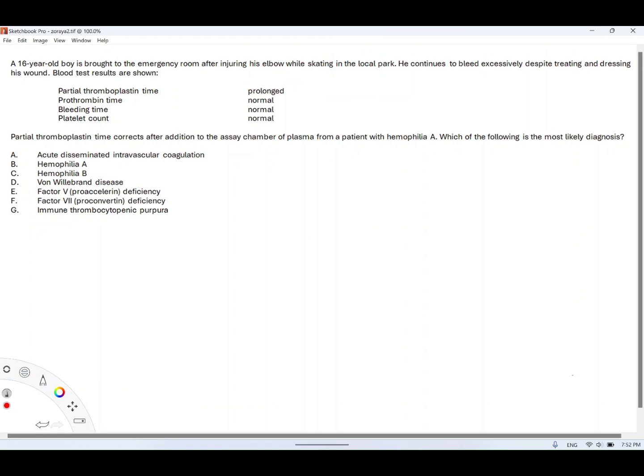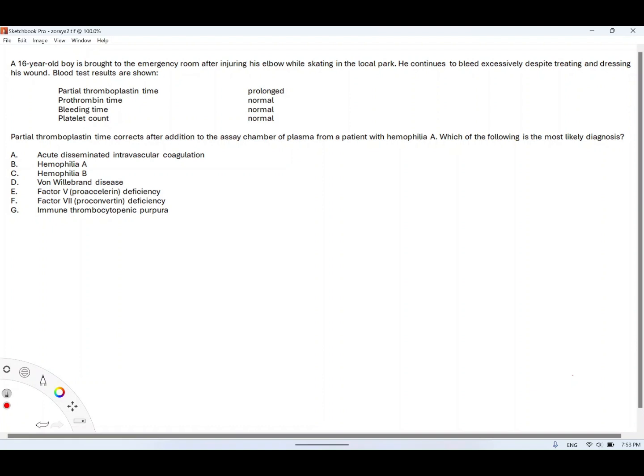Okay, a 16-year-old boy is brought to the emergency room after injuring his elbow while skating in the local park. He continues to bleed excessively despite treating and dressing his wound. Blood test results are shown.